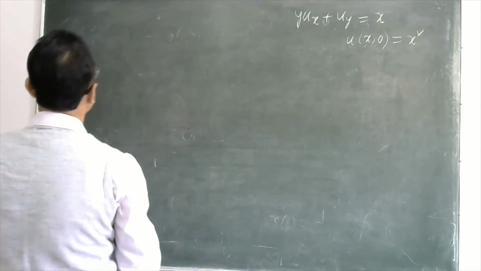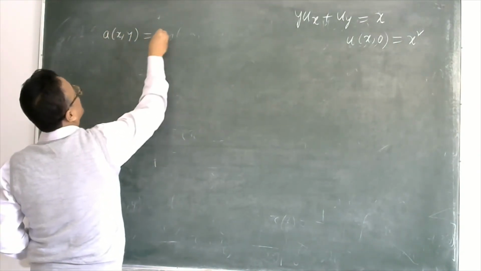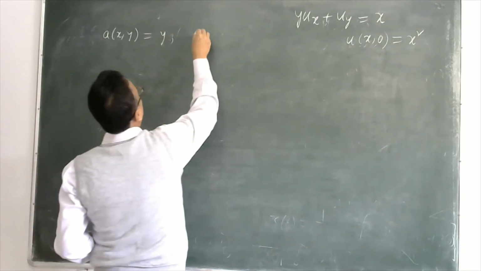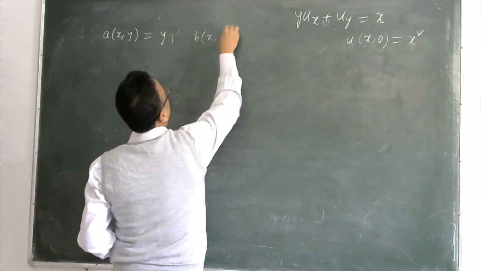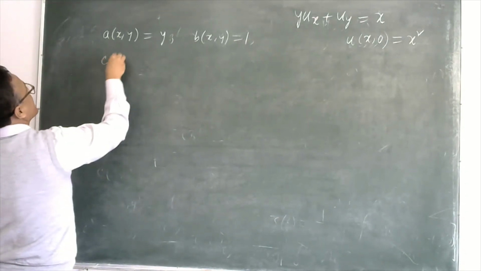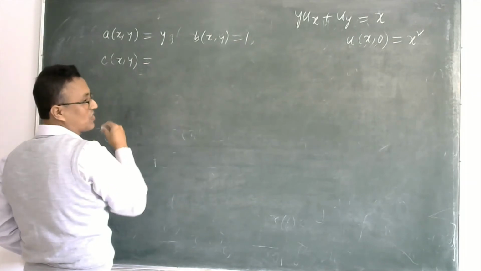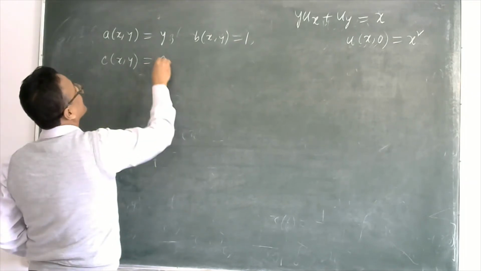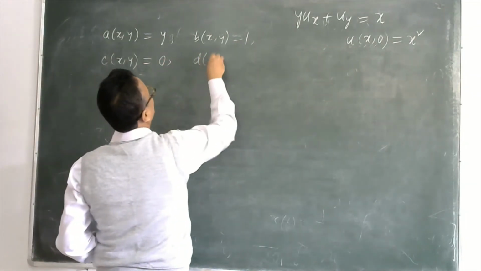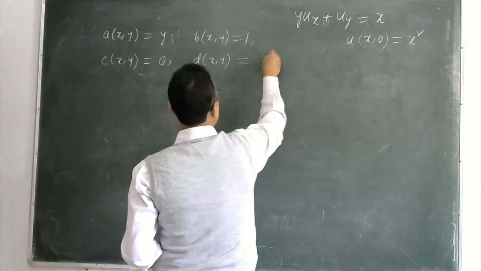Okay, so here you can see that a(x,y) is y, b(x,y) is 1, right? c(x,y) is 0, isn't it? And d(x,y) is equal to x.